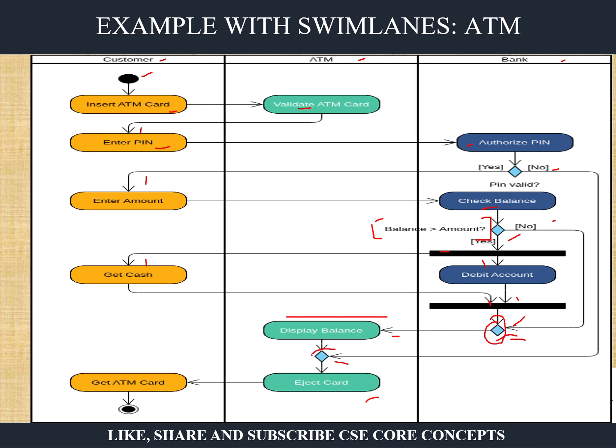Similarly, this eject card is a merging point for which activities: if your balance was sufficient, you displayed the balance and ejected the card, and second, if the PIN is wrong, then also you come and connect over here. After ejecting the card, you give the ATM card back, and this is the final state. I hope you understood. These are the swim lanes, because in these rectangular boxes you are showing multiple activities for the customer, for the ATM machine and for the bank.